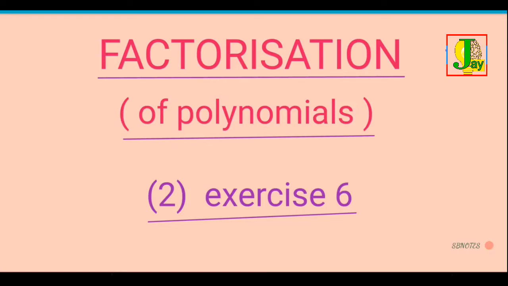Now, in the previous class, you are aware that we have already completed the topic factorization of polynomials, where we have learned how to factorize a polynomial. We have also learned about division algorithm, factor theorem, and remainder theorem. So, in this class, we are going to discuss some of the questions of class 10, exercise 6, ICSE syllabus. Now, let's start with question number 4.